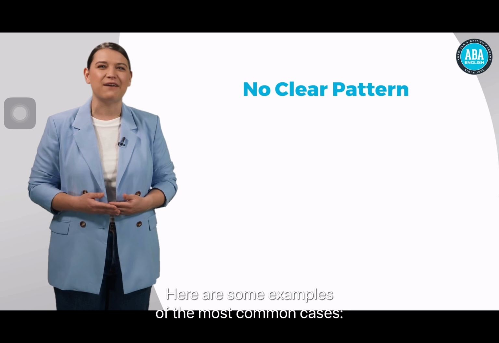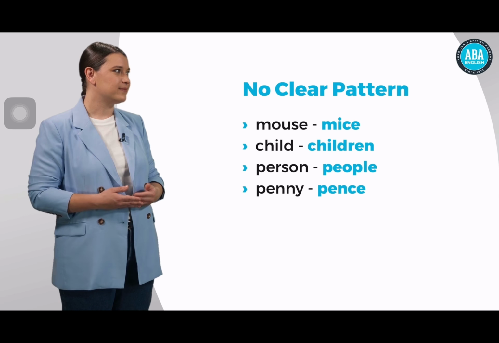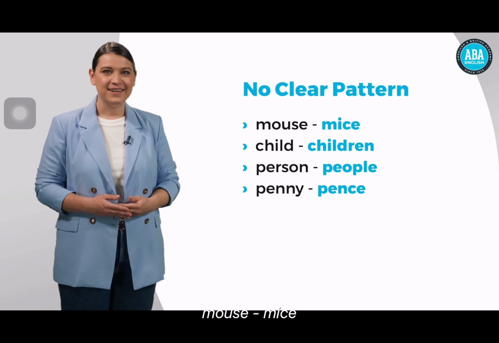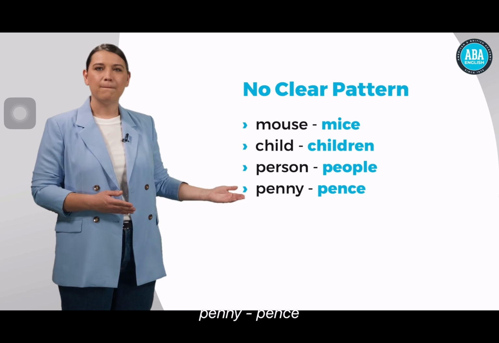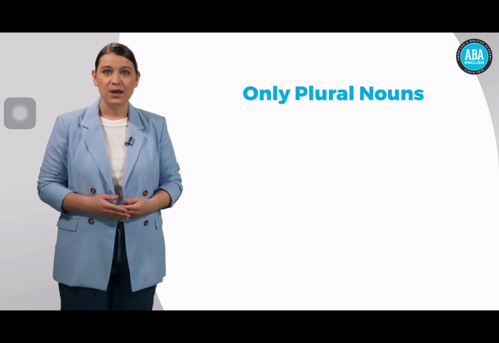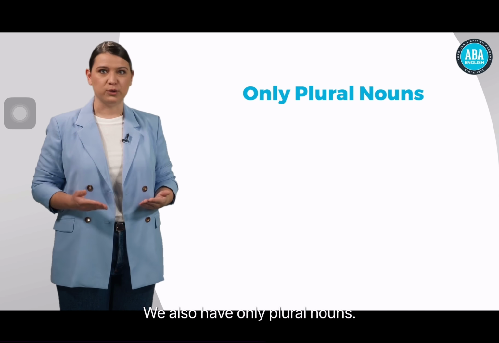However, some nouns do not follow a clear pattern when they form their plurals. Here are some examples of the most common cases. Mouse, mice. Child, children. Person, people. Penny, pence. We also have only plural nouns.